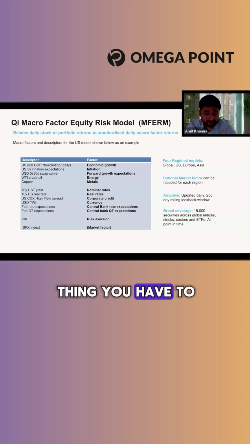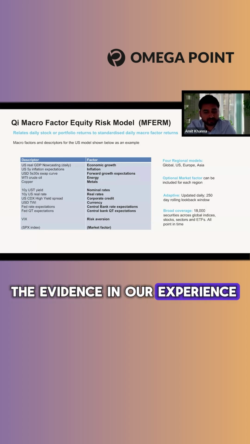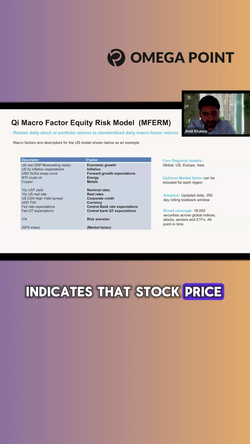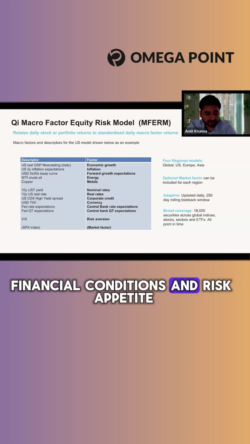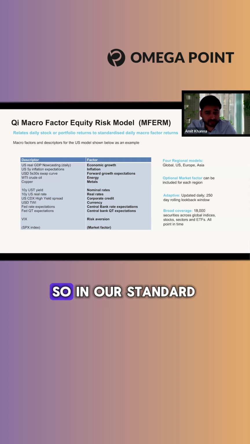But the very first thing you have to decide is what factors. Now, macro is not a big data problem. We don't want to throw in hundreds of factors into the mix and see what sticks. The evidence in our experience indicates that stock price variance can be well explained by the interplay between growth expectations, financial conditions, and risk appetite. So in our standard US risk model offering, there are 12 macro factors that reflect these three broad buckets.